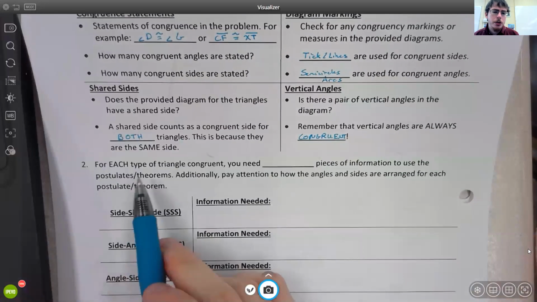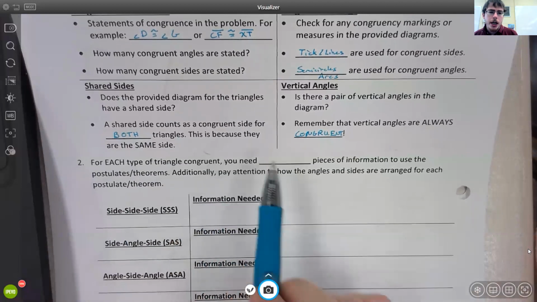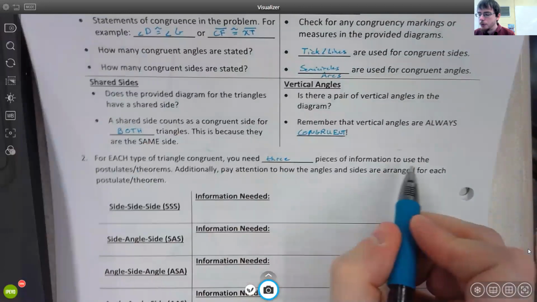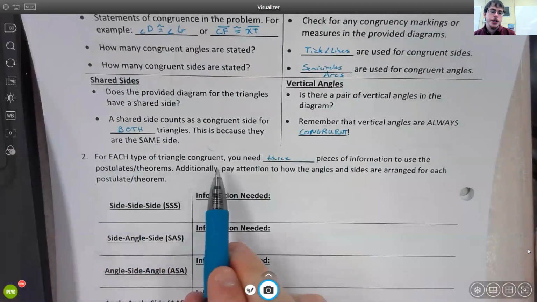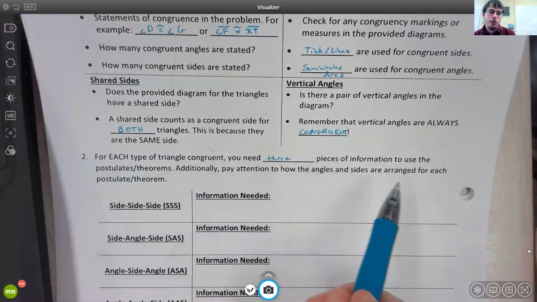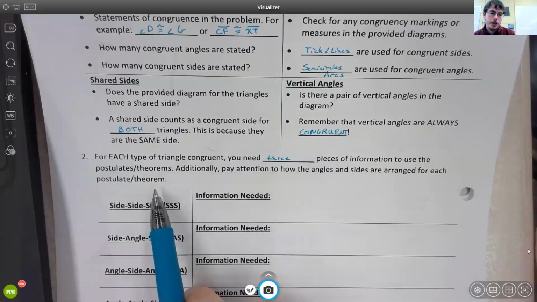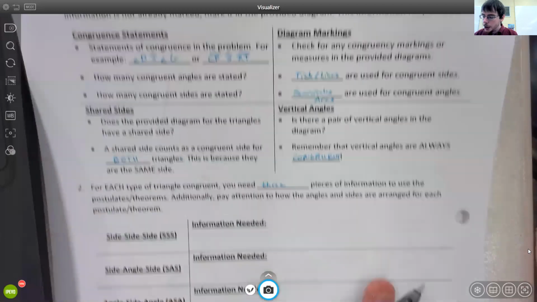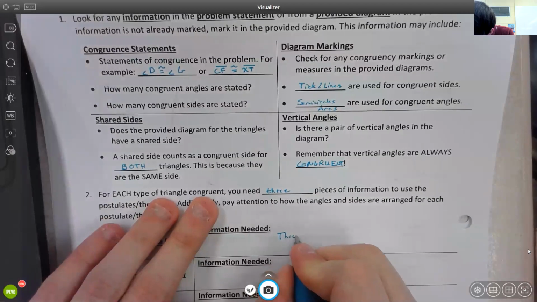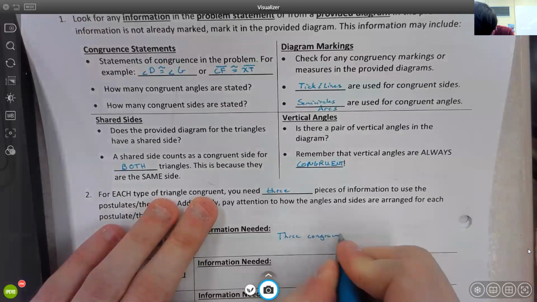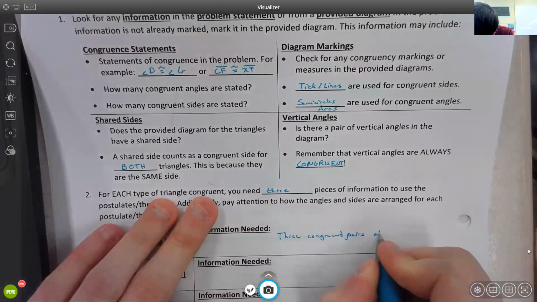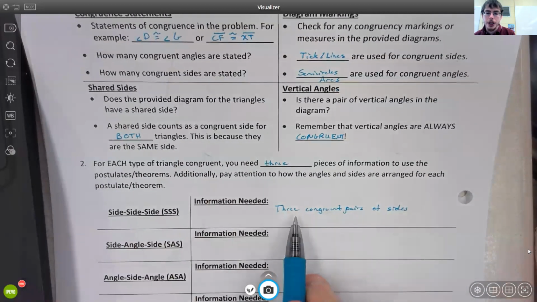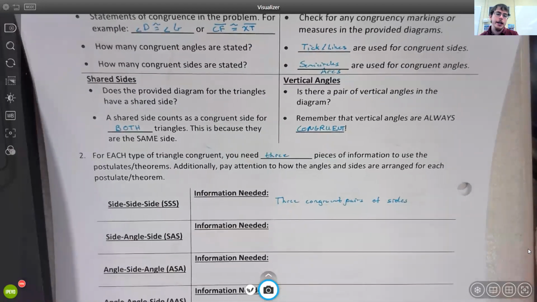So for each type of triangle congruence, you need 3 pieces of information. You need 3 pieces of information to use the postulates or theorems. Additionally, pay attention to how the angles and sides are arranged for each postulate or theorem. Okay? So, for side, side, side, as the name implies, you need 3 congruent pairs of sides. That's all you need. But that is 3 pieces of information because you have to have 3 separate pairs of congruent sides.